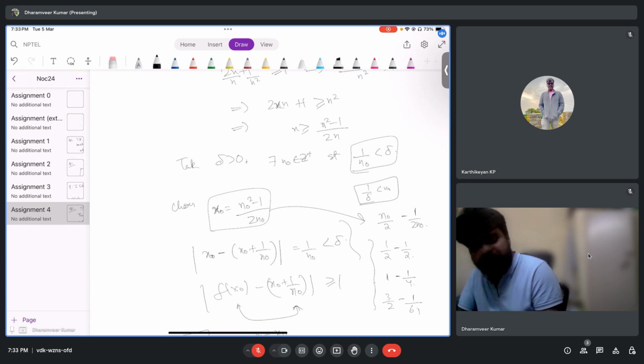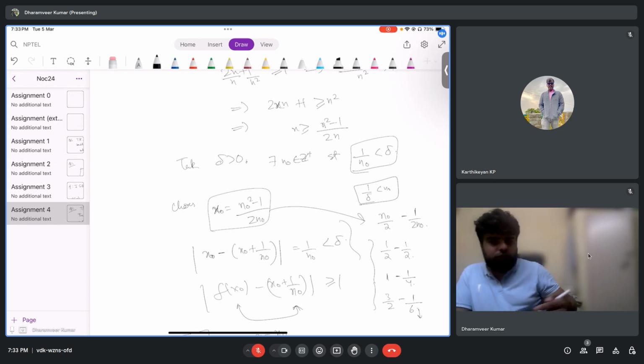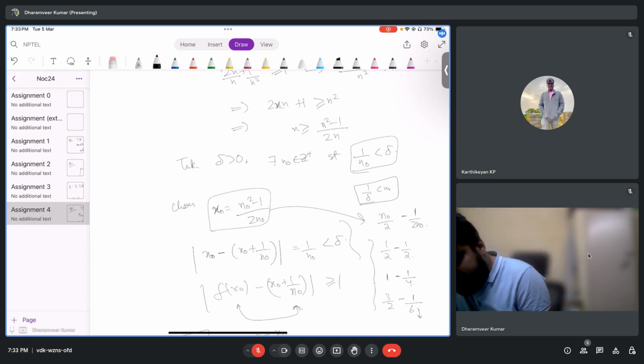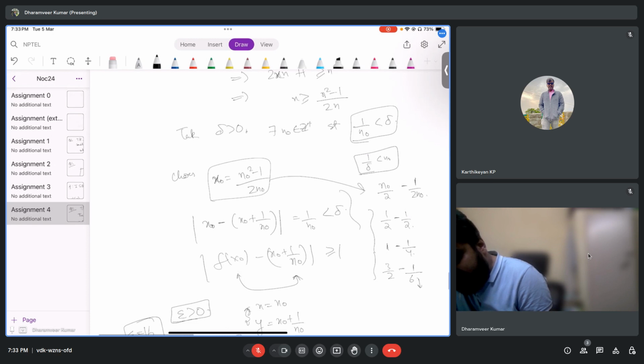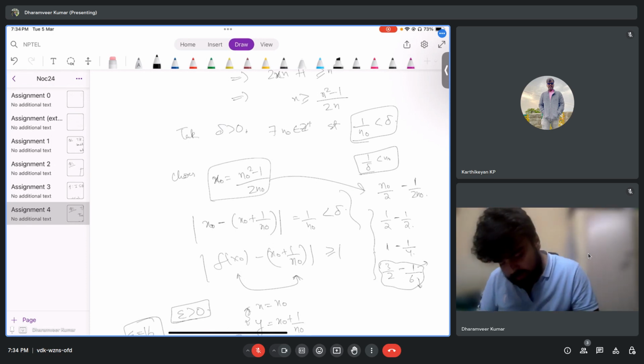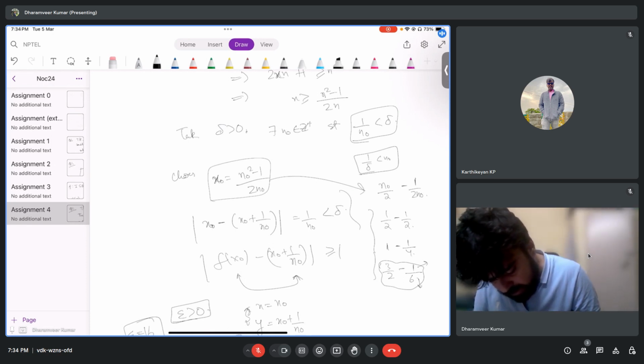It's an increasing function. And when delta is small enough, n naught is obviously greater than 0. So basically these points, after a while, lie outside 0. Okay, so I think this is how we do it.